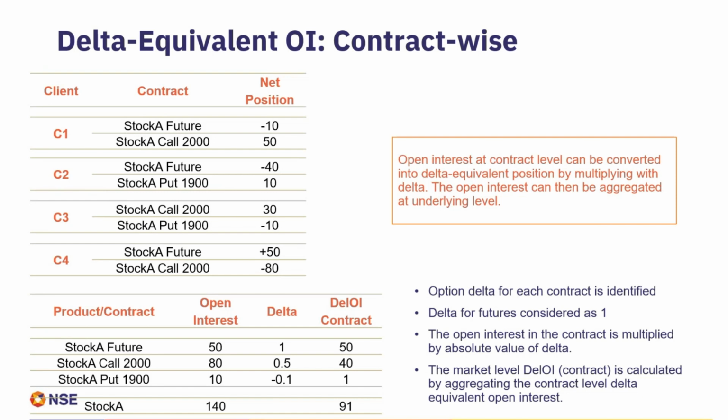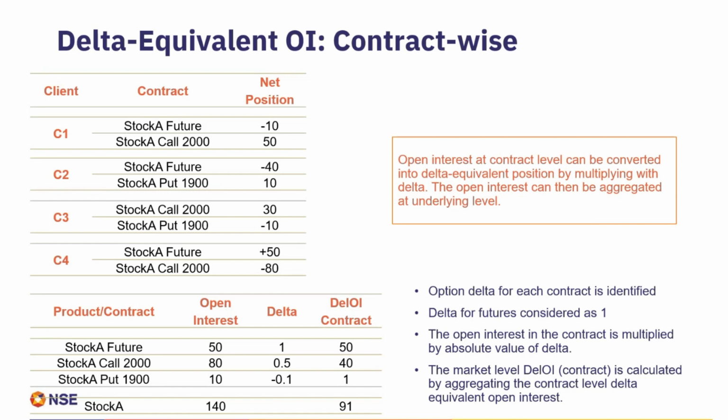Historically we have been publishing this number of 140, which weighs all the contracts in the same way. But now we would know that because there are positions in OTM options which have a very small delta, the number can be lower than the open interest that is published, that is the regular open interest. So in this example, regular open interest is 140, but contract wise open interest is 91. So this is the first way of calculating, which is the contract wise.